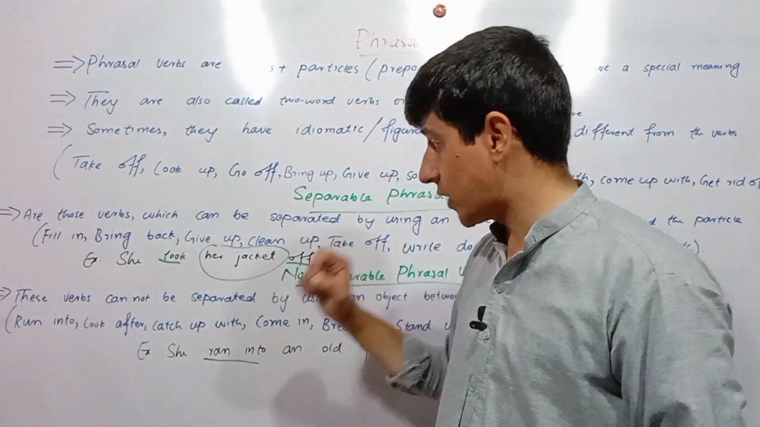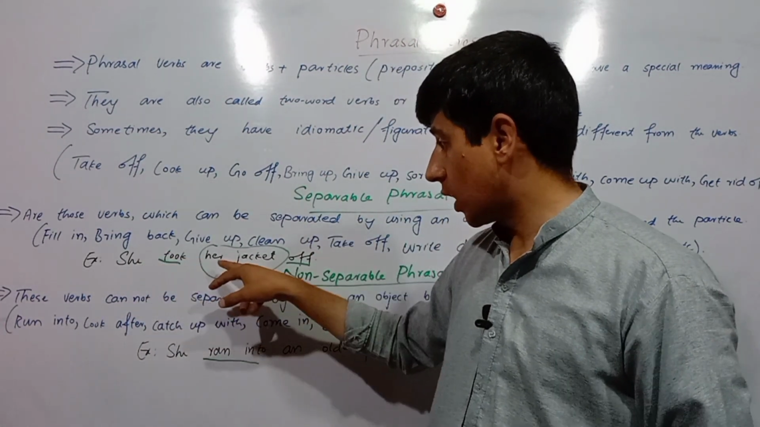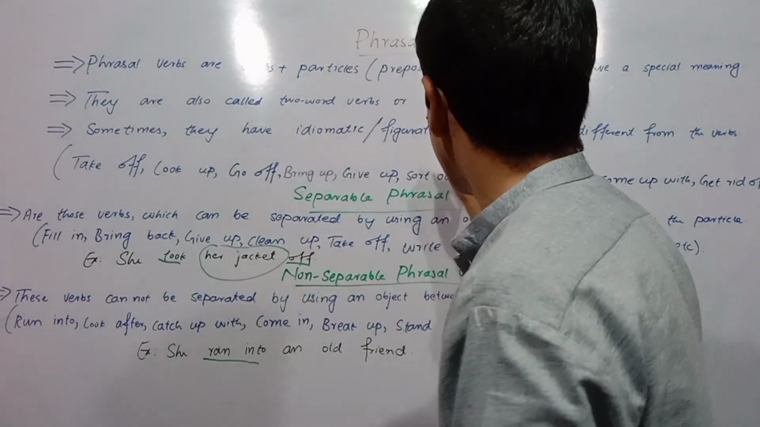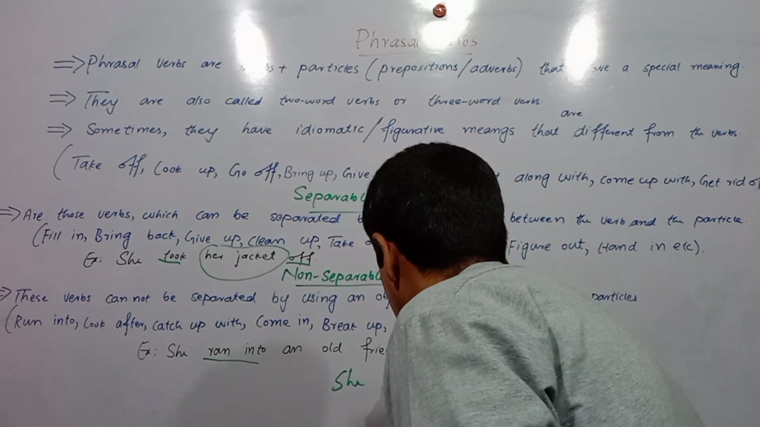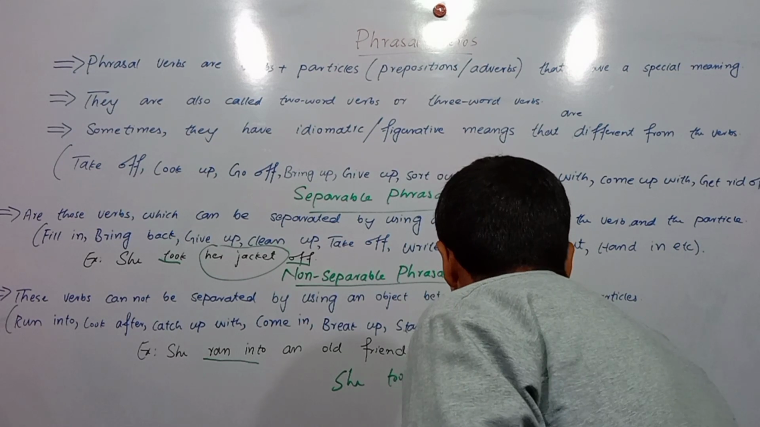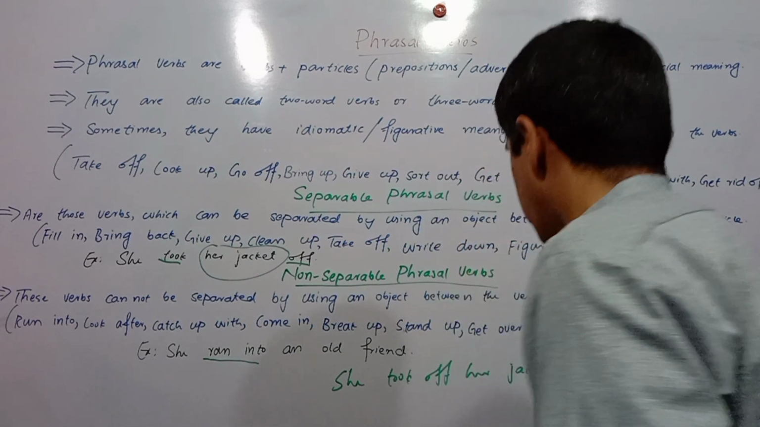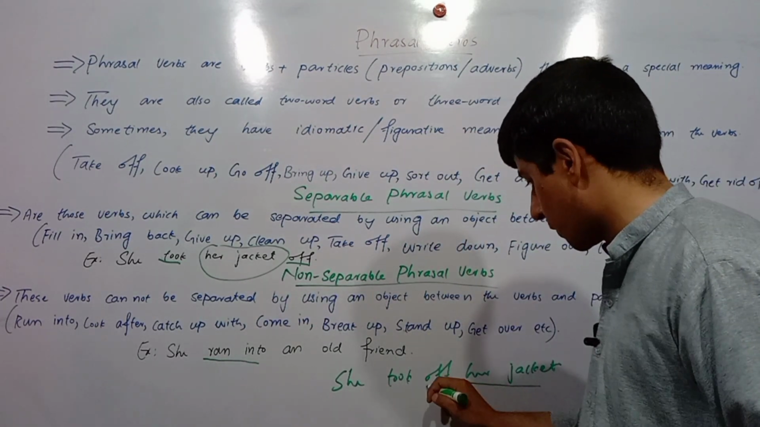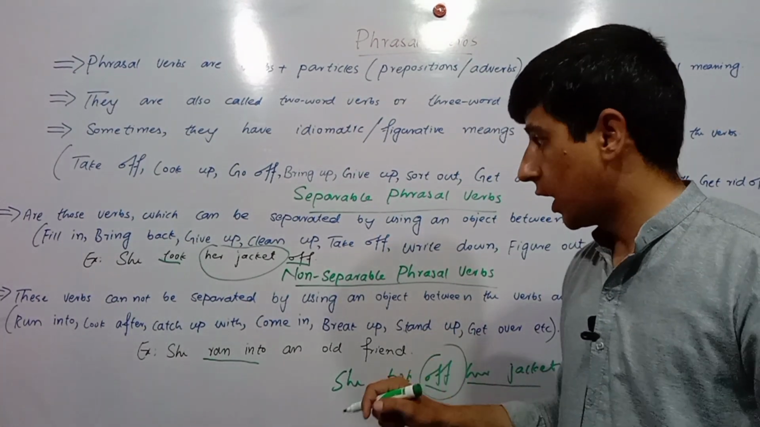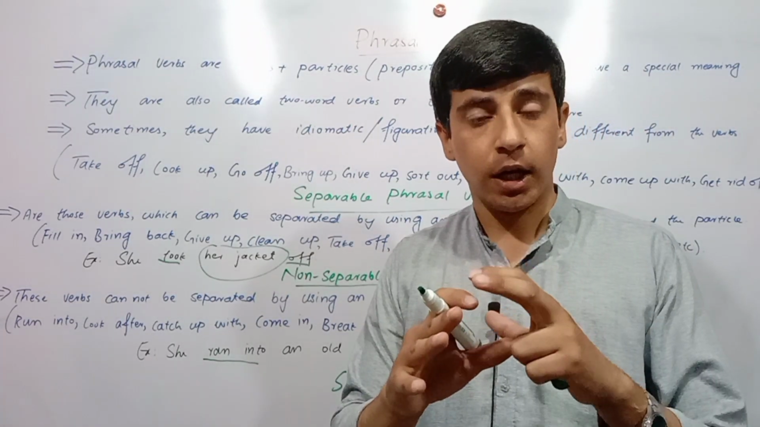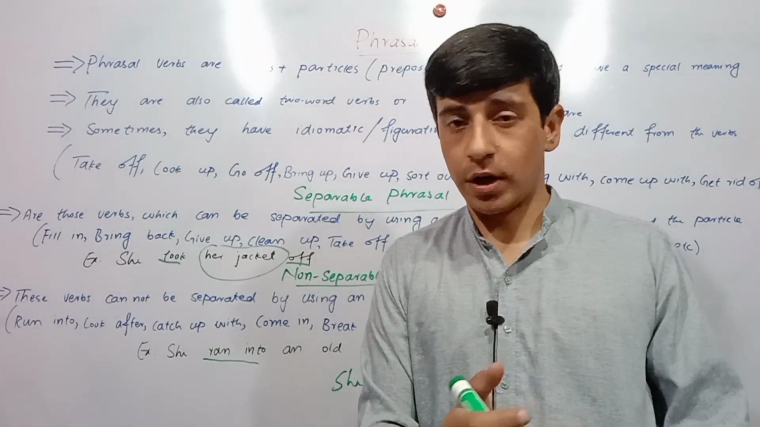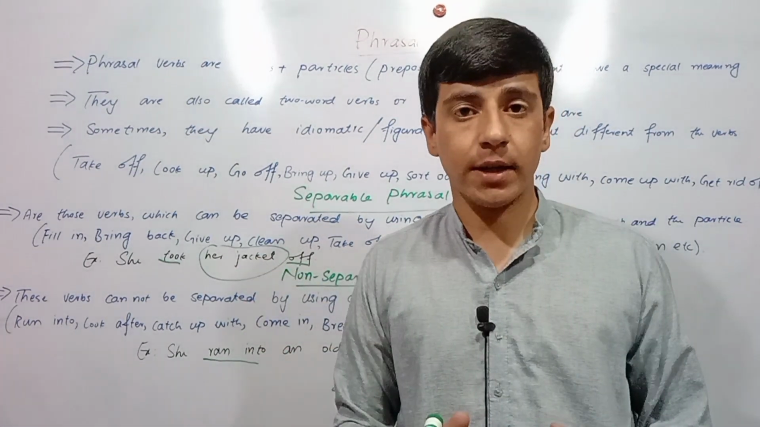If I use this sentence like this: she took off her jacket. Right here, she took off her jacket. So here we have got an object after the particle. It functions here as a preposition, and whenever it comes at the end of a sentence, whenever there's nothing after the particle, it functions as an adverb.